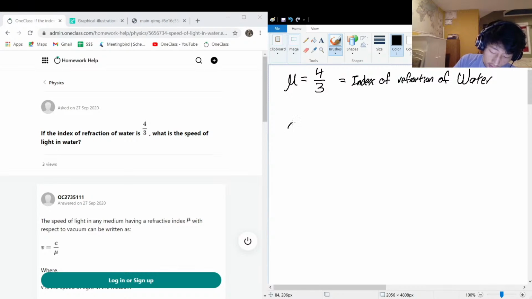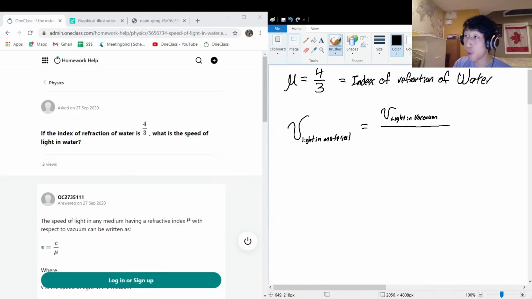The equation is v, the velocity of light in material, is equal to the velocity of light in a vacuum. In a vacuum meaning, you know, going through no material. So this would be like a sun ray deep in space. In deep space, it's literally a vacuum. There's nothing there. So how fast light travels through there is our baseline.